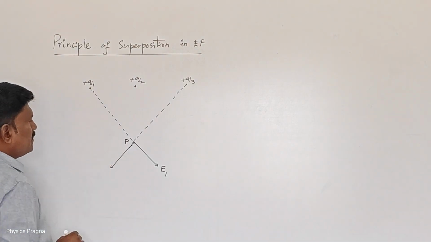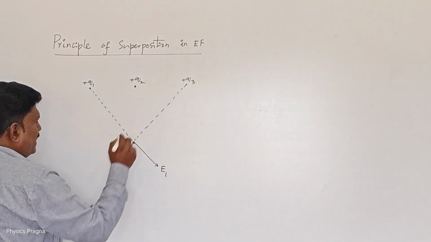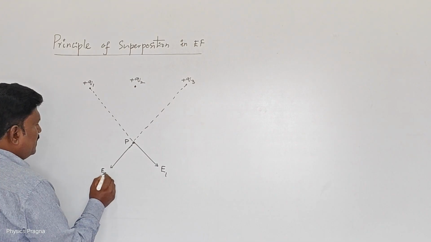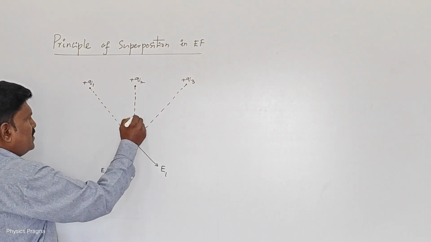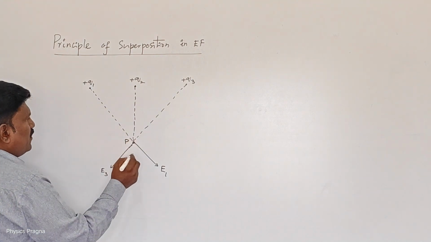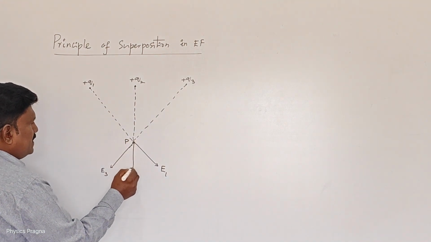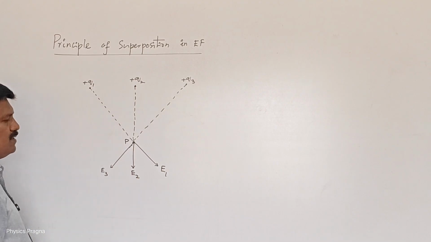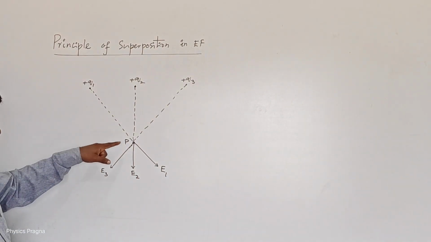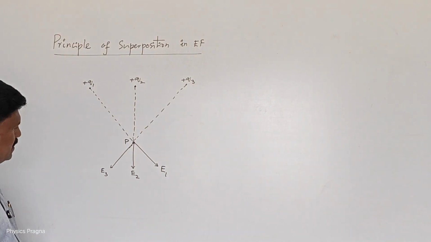So this is the electric field due to E3, and this is the line joining these two points, and this is the direction of E2. So these are the electric fields acting at P.